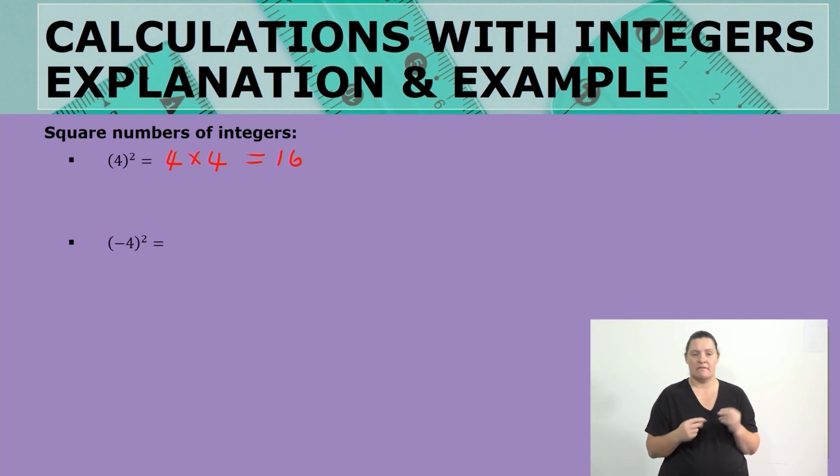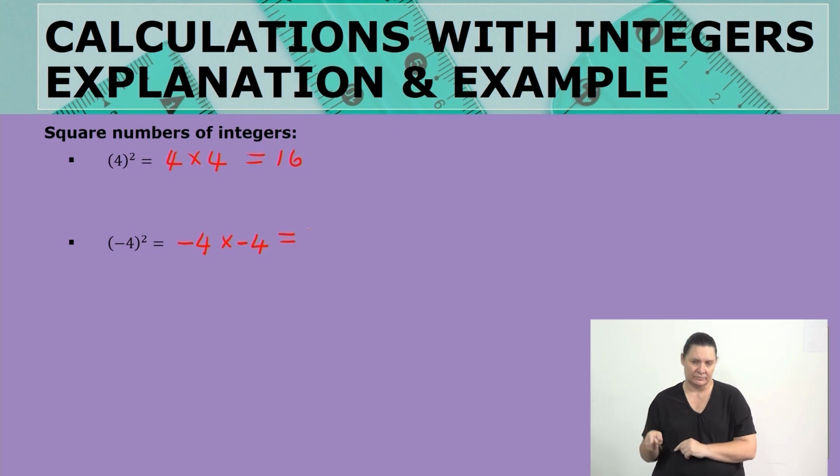What about when we have a negative 4 squared? So as you can see, we've used brackets to show that what we are squaring is the whole negative 4. So we are going to say negative 4 multiplied by negative 4. So the number that is being multiplied by itself is negative 4. Now, if I am multiplying two negative numbers, our answer will be a positive number, and that will give us a positive 16.